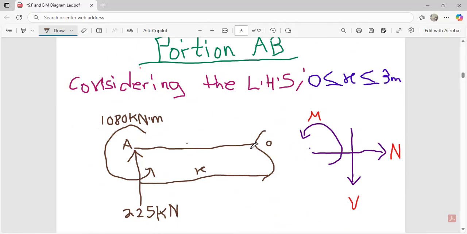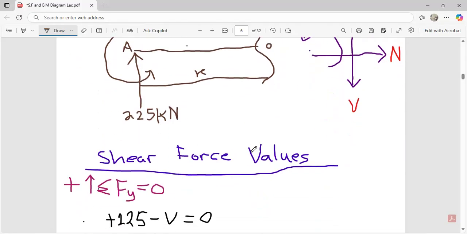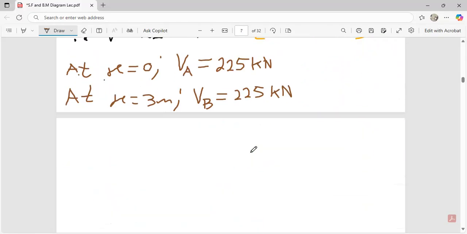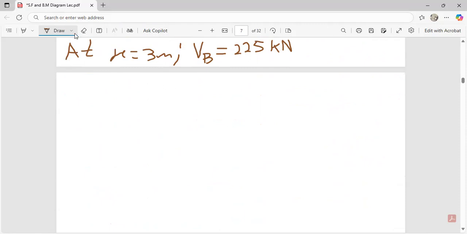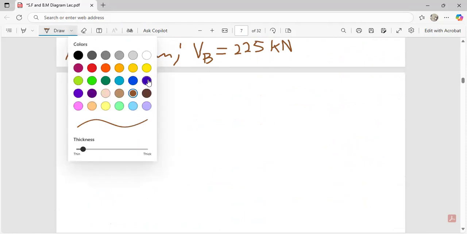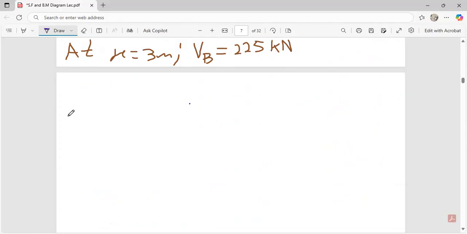Anywhere shear force occurs, a bending moment also takes place. So once we are done with the shear force, we have to come and write the bending moment values and also calculate for that. So this becomes my bending moment values.